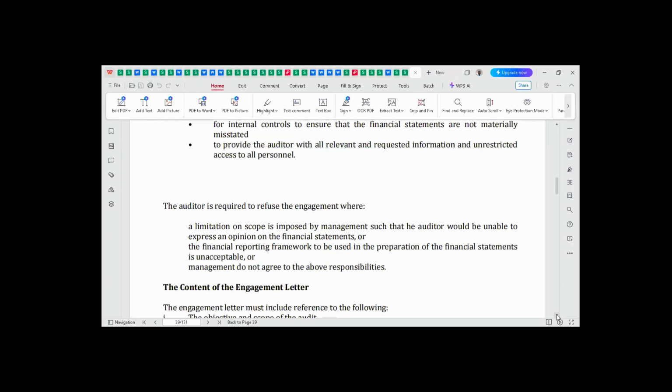Now, the issue is this. Some of us might want to ask a question and say that, what if the management refuses to agree to all of these terms? These are the things that the auditor will do. Number one, for instance, management says we don't have the competence to prepare the financial statement, so you help us to prepare it, and since we want to audit the financial statement, what we will tell them is this.